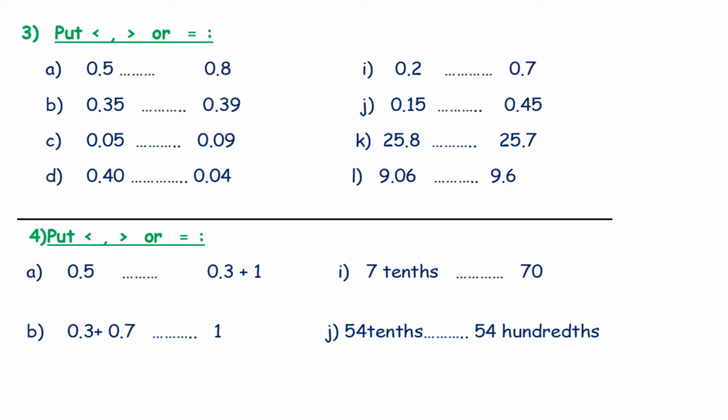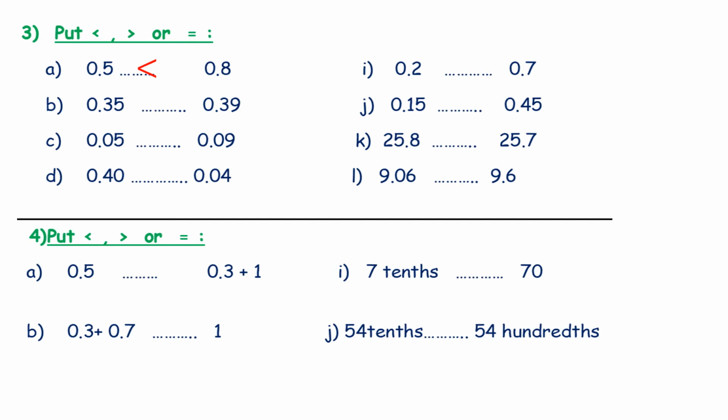Put more than, less than, or equal to: 0.5 or 0.8. I have 0 in the whole number, so I will go to the tenth place. I have here 5 and there 8, so 8 is greater than 5. That means 0.8 is greater than 0.5.